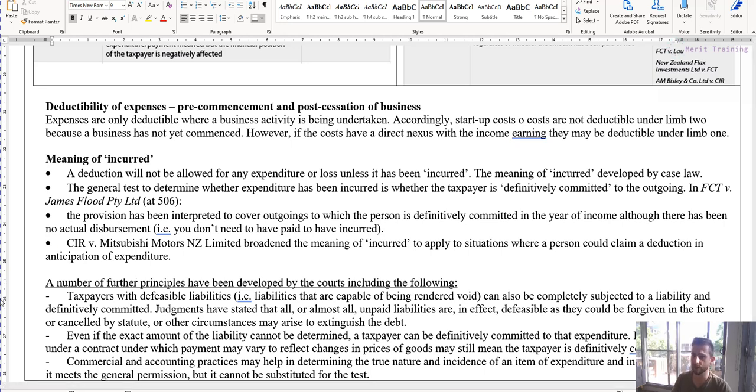But if there is a nexus with income earnings, so for example, there's a very short period of time between spending the money in the business and generating money in sales, regardless of how much it is, then you could say it's got a direct nexus and therefore it could be deductible.